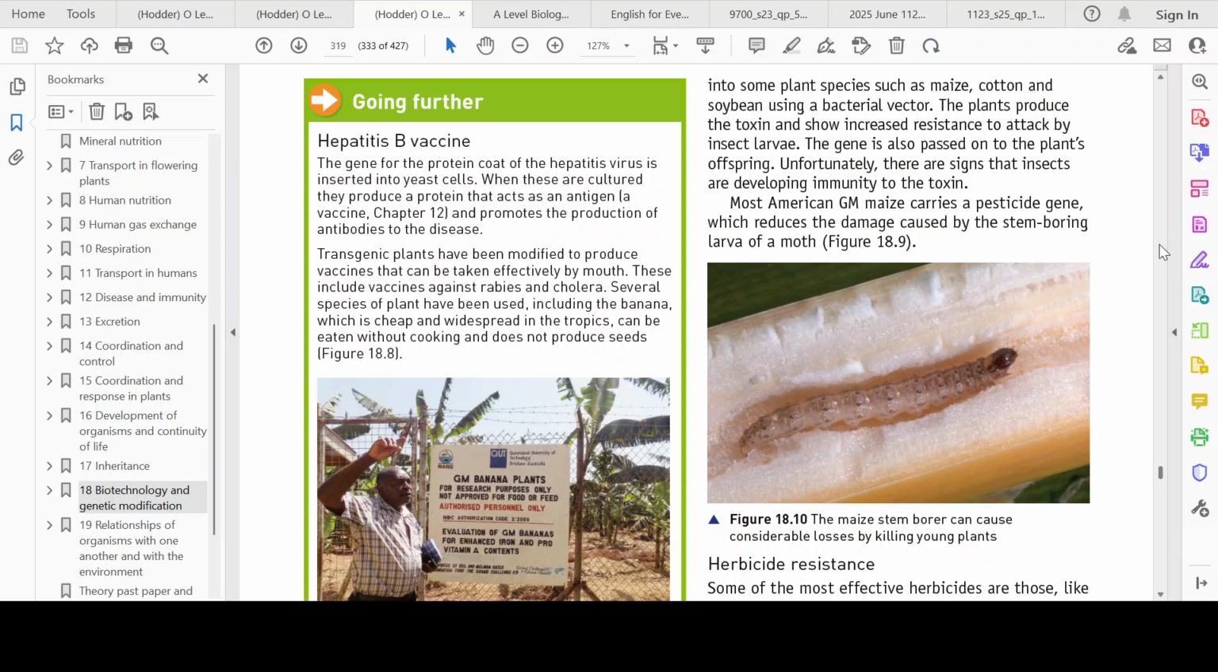What is a herbicide? A herbicide is a chemical that kills plants, right? Just like the bug spray that you use, technically it's a pesticide, right?